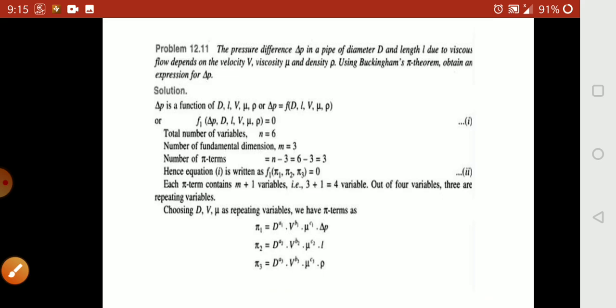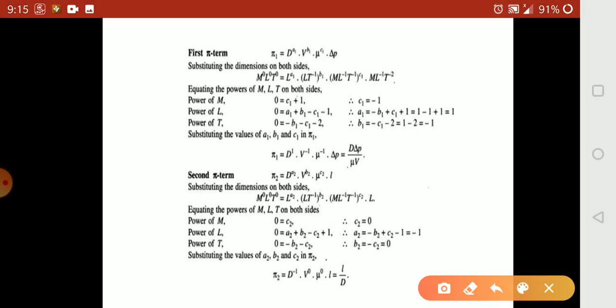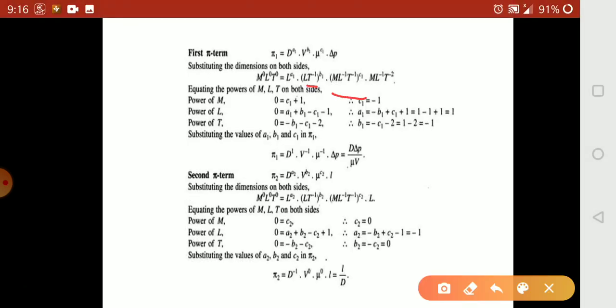So the next part of that example. The first pi term is pi 1 equal to D^a1 V^b1 mu^c1 delta P. Substituting the dimensions on both sides, pi 1 is M0 L0 T0 on the left side, and on the right side the dimensions of each quantity. This is the dimensional analysis of the physical quantities, so you have to read it and remember it properly. So, equating the powers of M, L, T on both sides.